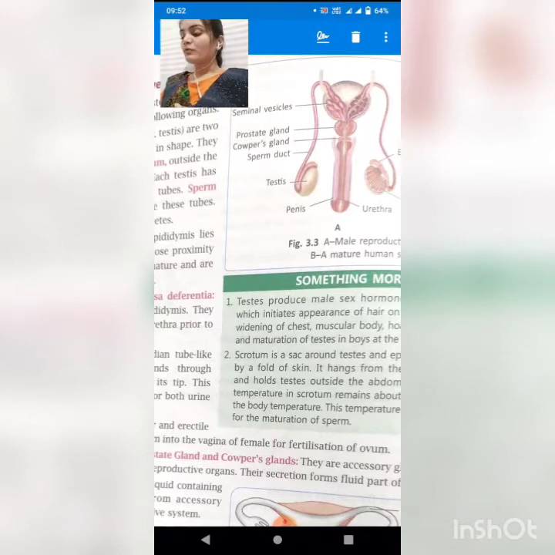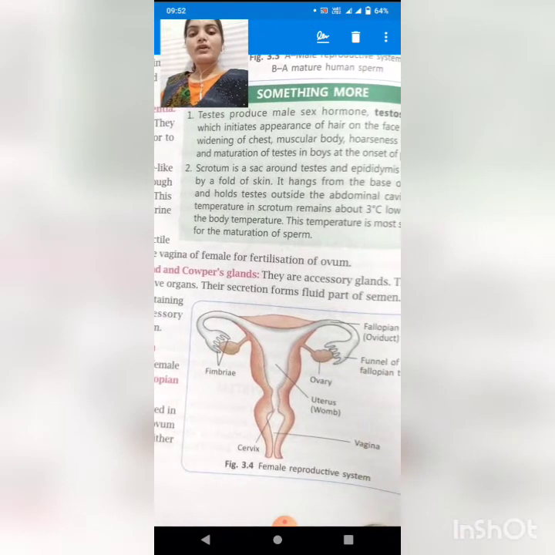Okay, now the female reproductive system. When you see the diagram of the female reproductive system, it is not as complex as the male reproductive system. It is a very simple diagram and you can easily draw it in your copy, students. So what you have to do is draw both diagrams in your copy. And now we will start the female reproductive system.